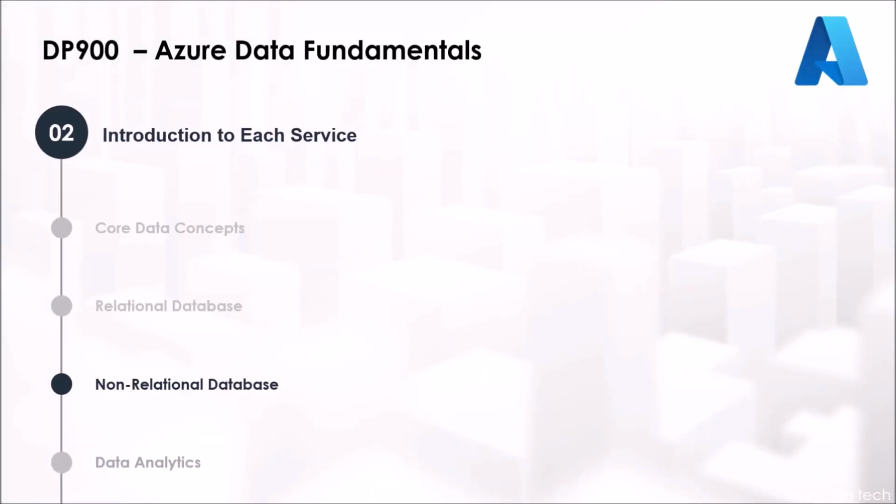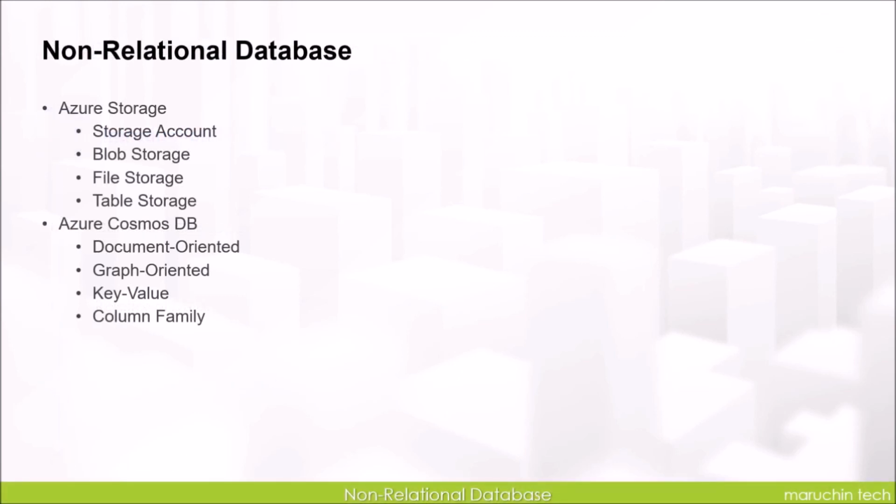Next, I'm going to introduce non-relational databases. In this chapter, I will introduce Azure Storage and Azure Cosmos DB. Azure Storage is the storage service provided by Azure that can store any type of data, including unstructured data. Azure Cosmos DB is a NoSQL database service provided by Azure. It supports databases such as key-value databases, column family databases, graph-oriented databases, and document-oriented databases.